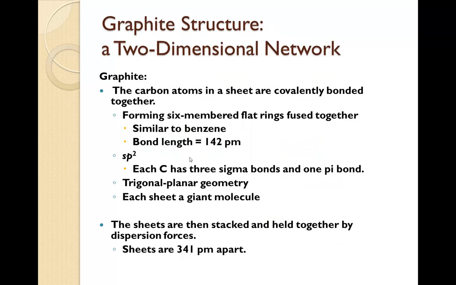Let's look at the graphite. The carbon atoms are in a sheet which are covalently bonded together, forming a 6-membered flat ring fused together, similar to a benzene. So here's a 6-membered flat ring, like a hexagon. The bond length is approximately 142 picometers, with an sp2 arrangement. Each carbon has 3 sigma bonds and 1 pi bond, and it has a trigonal planar geometry. Each sheet is considered one giant molecule, so one hexagon bonded to another hexagon.